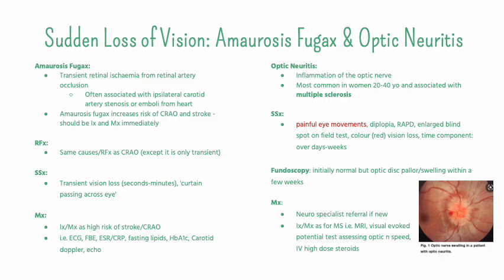With optic neuritis, this is the inflammation of the optic nerve, most commonly occurring in women aged 20 to 40 years old, and is more often than not the first presentation of multiple sclerosis.